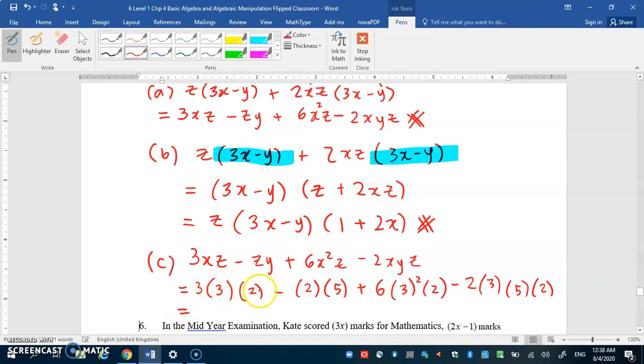So 3 times 3 times 2 is 9 times 2, which is 18, minus 2 times 5 is 10, plus 6 times 9 is 54, 54 times 2 is 108. And then we have minus 2 times 3 times 5 times 2, which is 60. When I simplify this, I will get 18 minus 10 plus 108 minus 60, which is 56. So the total number of tennis balls is actually 56.